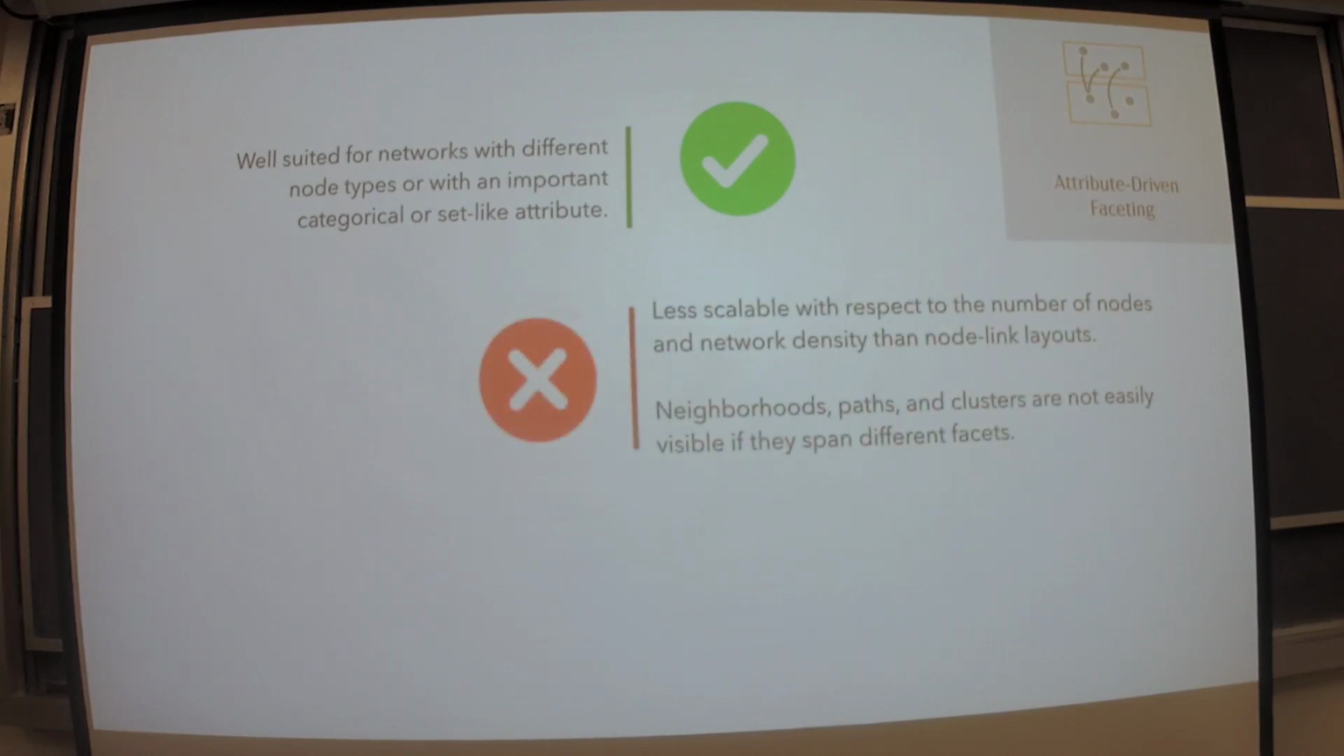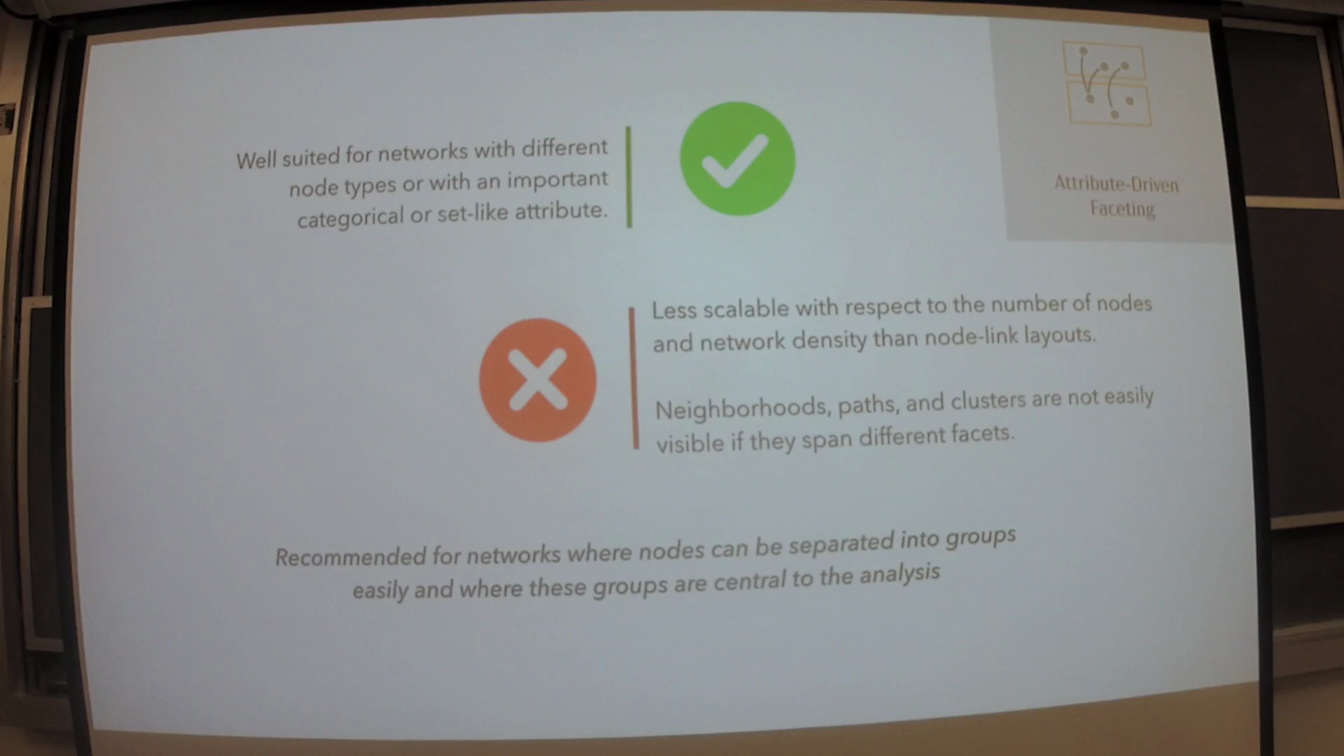It's really not as scalable with respect to the number of nodes, or for really dense networks. And like I said earlier, it does compound the problem of topology. So things like paths and neighborhoods are harder to follow because you might be jumping all over between different facets, even if things are very close to each other network- or topology-wise. So overall, we recommend using this for networks where the nodes can be separated into groups that are meaningful and central to your analysis.